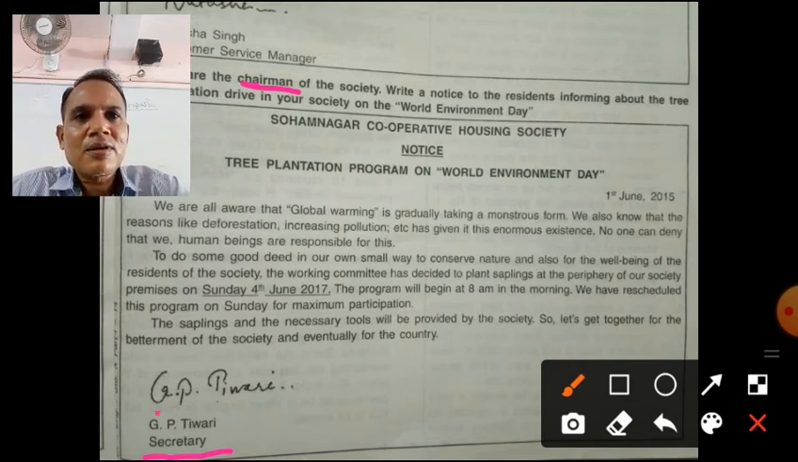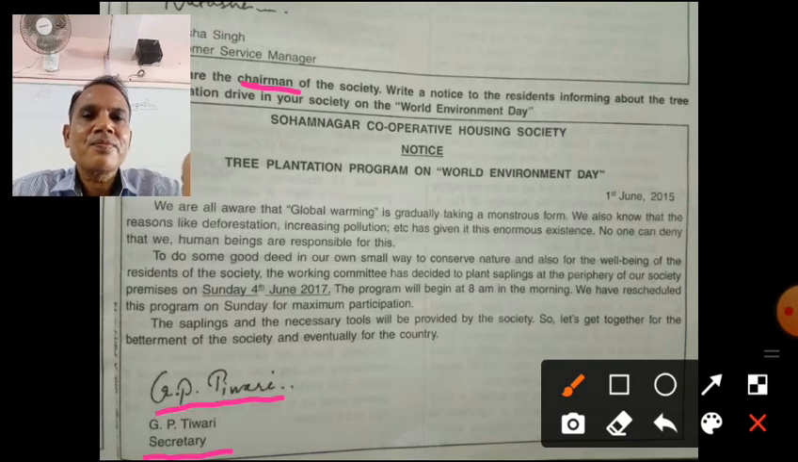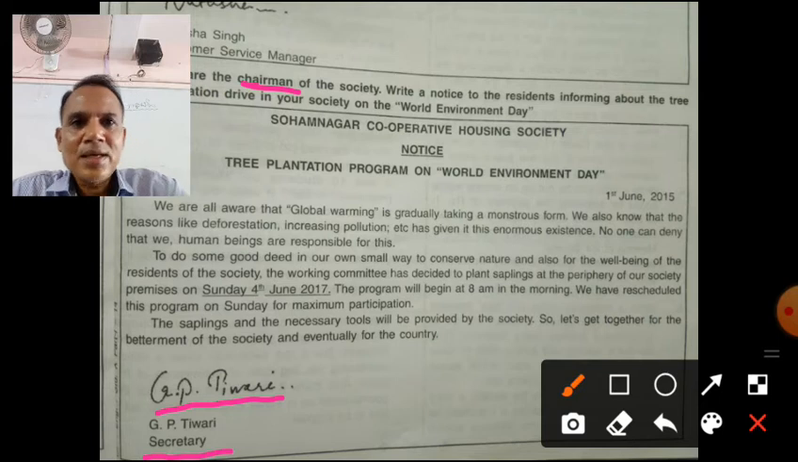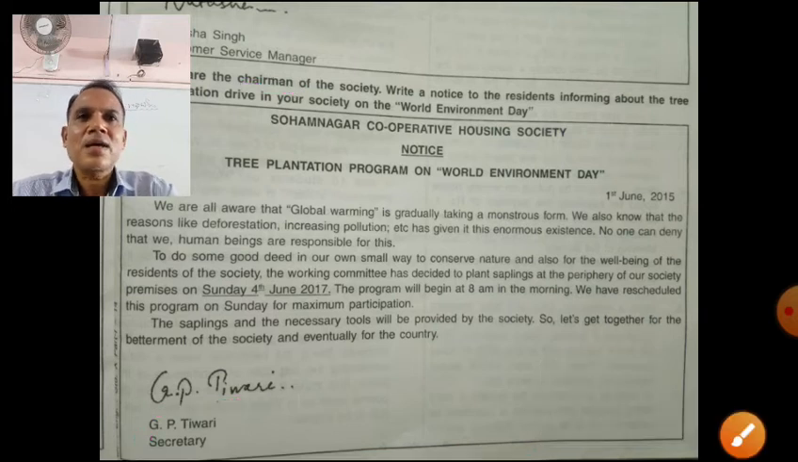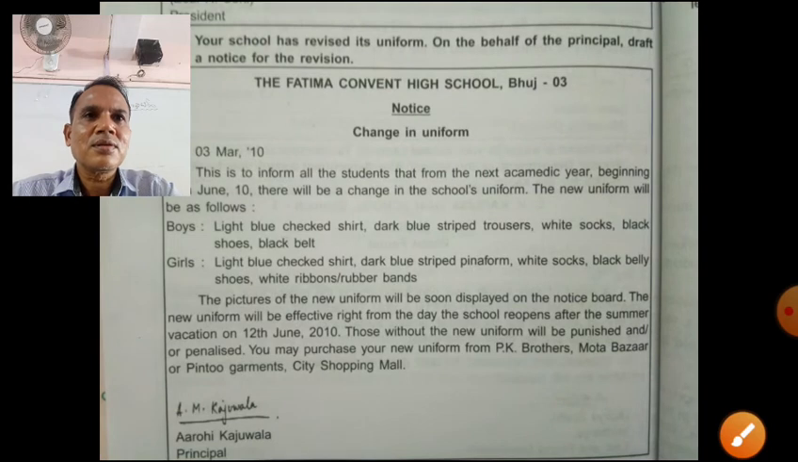Signature of the chairman, name of the chairman, it is G.P. Tiwari, and in bracket, secretary. Then the bottom line should be closed. Clear? Have also another example, you go through it.